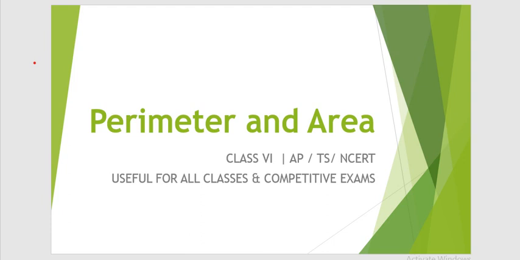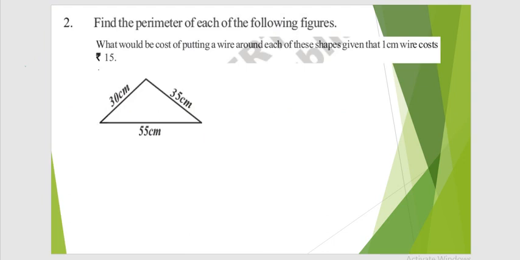Now let's move on to question number 2 of this chapter. What is the question? Find the perimeter of each of the following figures, and also find the cost of putting a wire around these shapes such that 1 centimeter of wire costs 15 rupees. First we need to find the perimeters of these figures, and after that we need to find the cost of wiring.